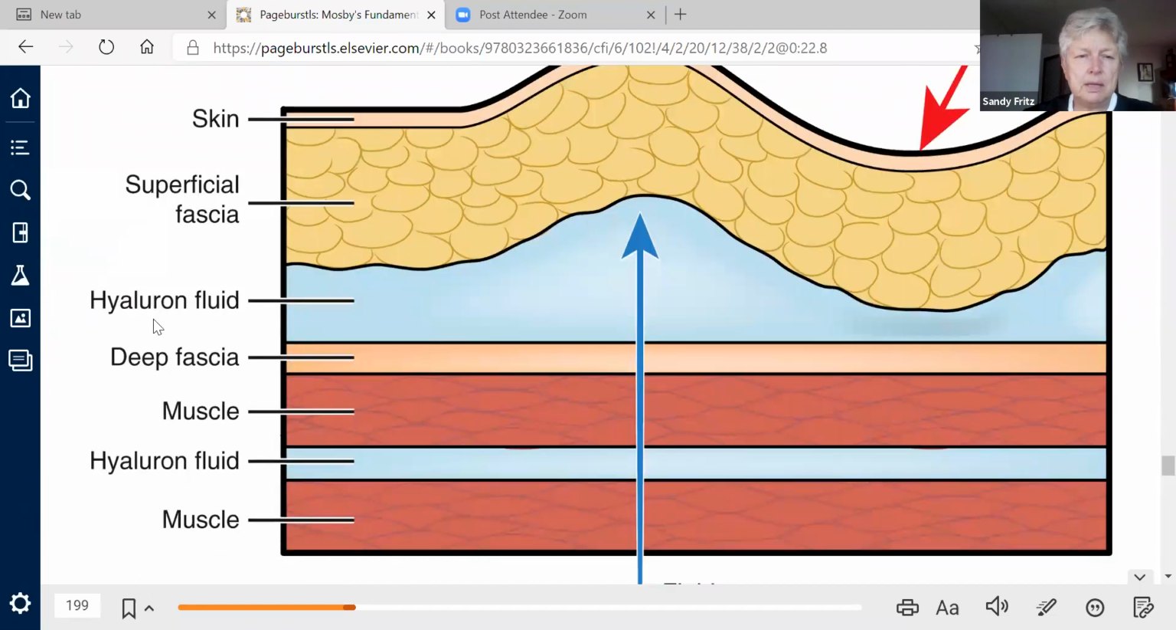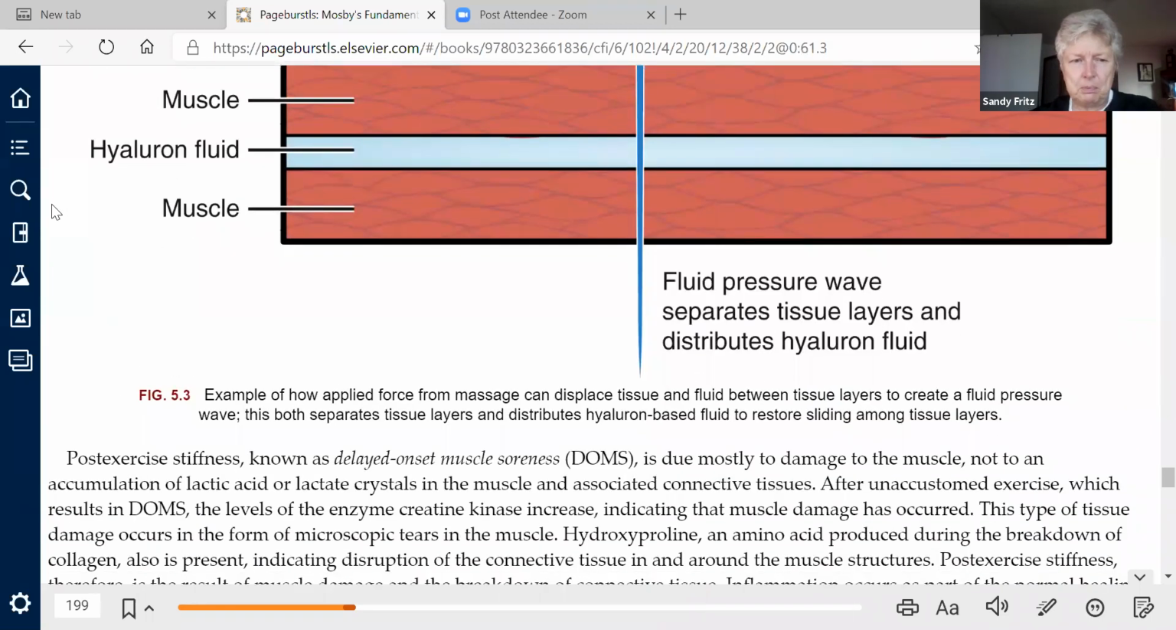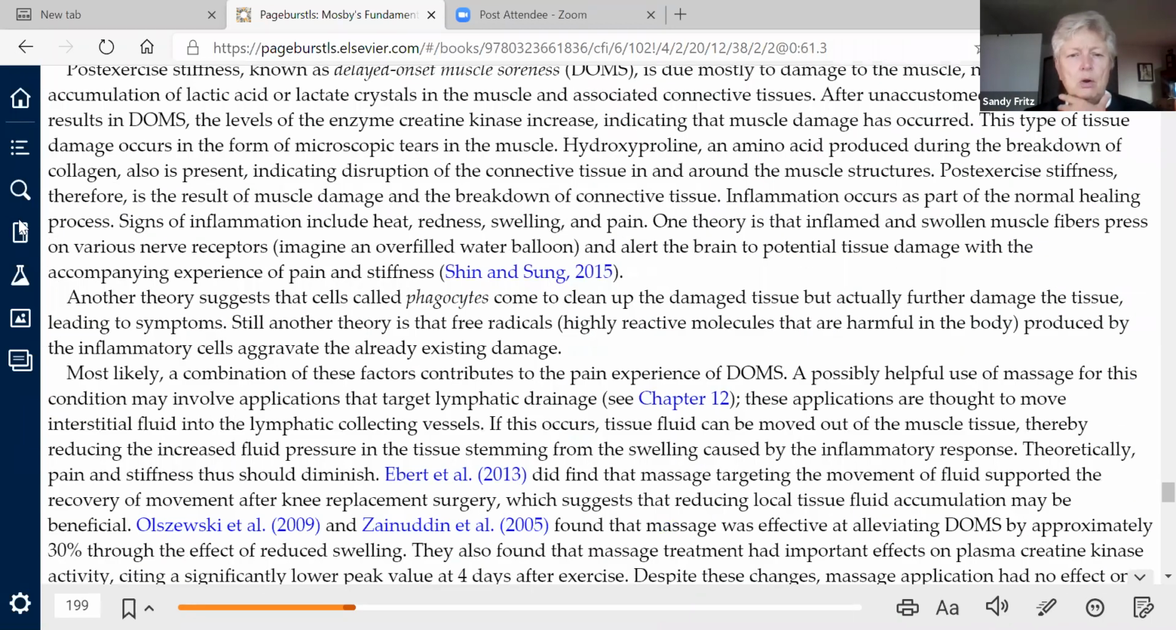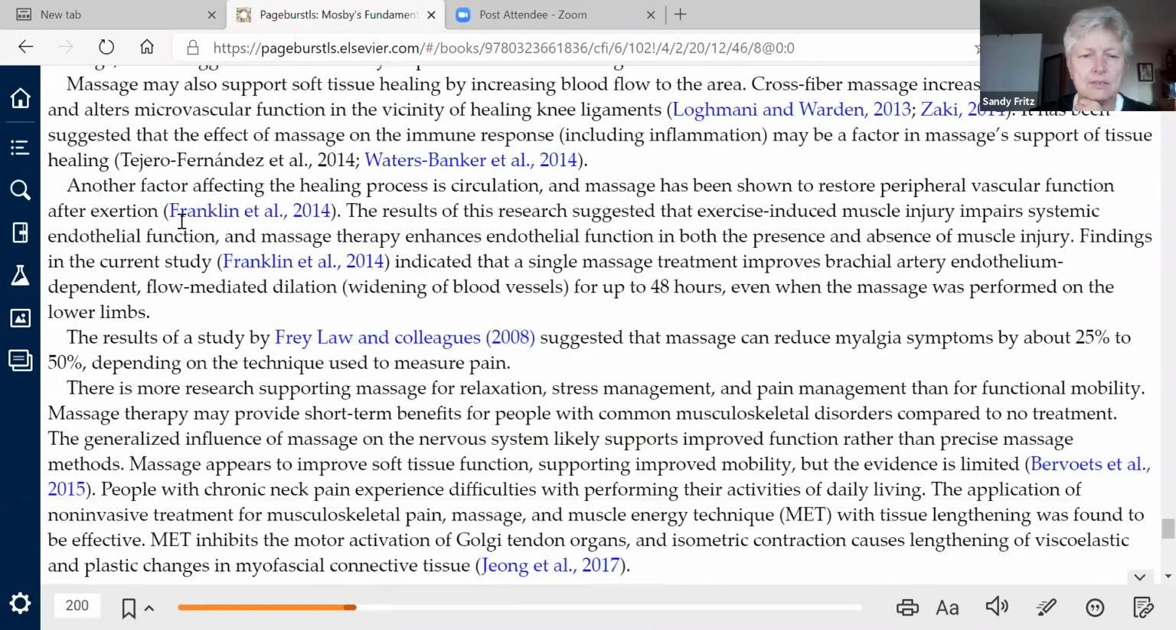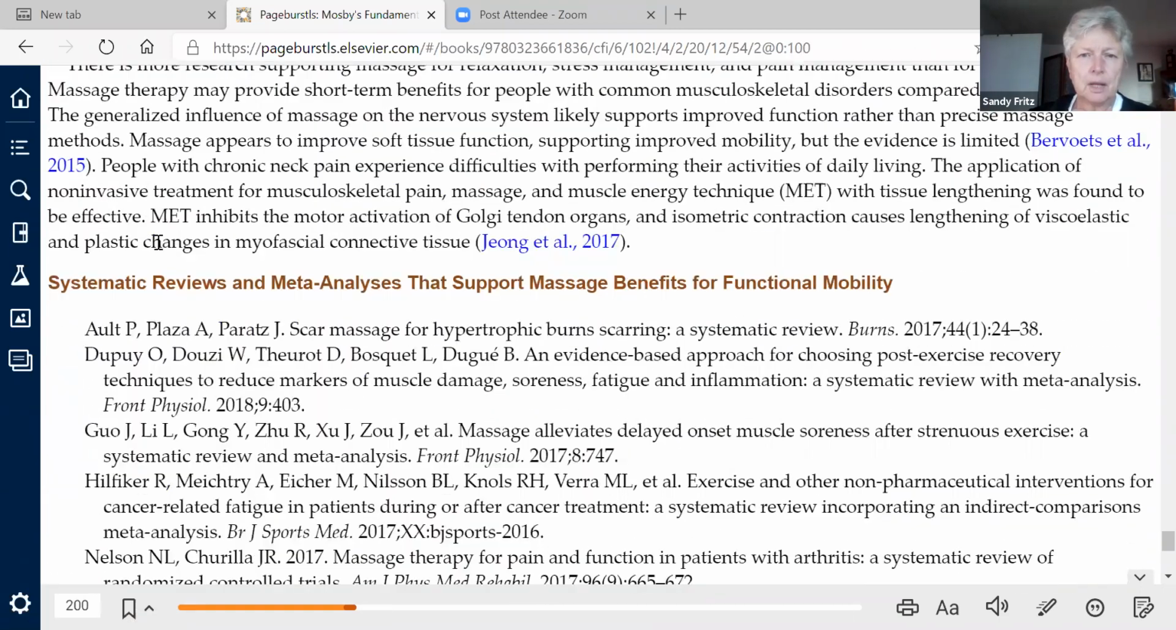And it seems to be more about slipping and sliding than it is about making sure that we're actually changing the tissue or something. That's not really supportive. So a little bit more complex in here and trying to make a case for massage and functional mobility.